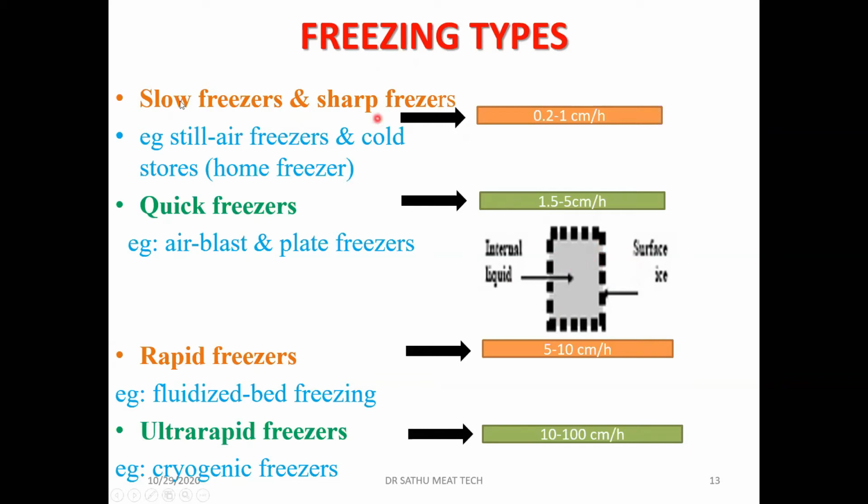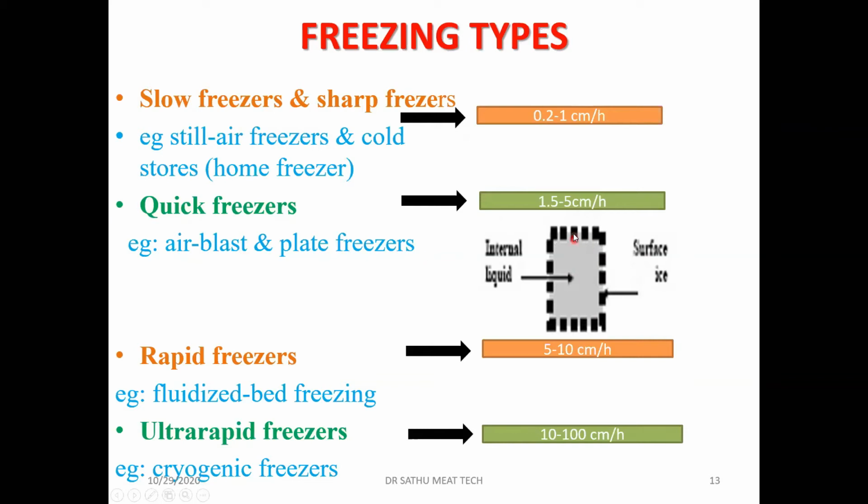In slow freezing, in 1 hour, 0.2 to 1 centimeter of the thickness will be frozen. Then it is called slow freezing. This is what happens in the home refrigerator. The still air freezer is a good example of slow freezers. Even the chest freezer is a good example. Then quick freezers, for example blast freezers and plate freezers.